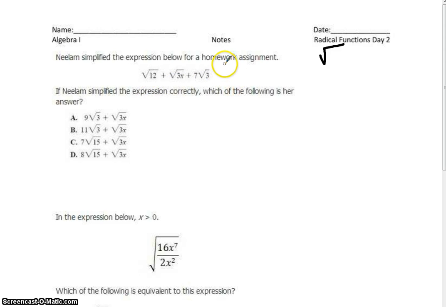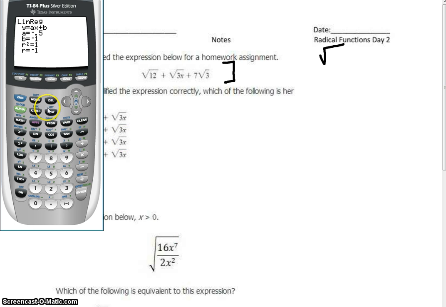What you want to do first is put this in your calculator. Make sure that you get out from under the square root. If you have an old calculator like I do, you've got to close parentheses. And if you have a new calculator, you've got a right arrow to get away. So you're simply going to go second x squared, it pulls up your square root, 12, close my parentheses, plus second x squared, 3x, close my parentheses, or right arrow to get out from under there, plus 7 second x squared, 3, close my parentheses. And I get 21.065.